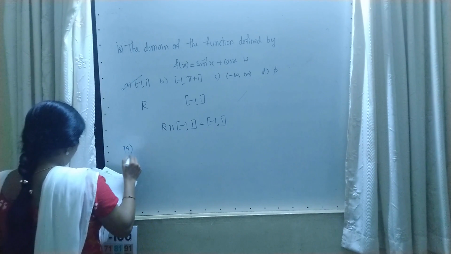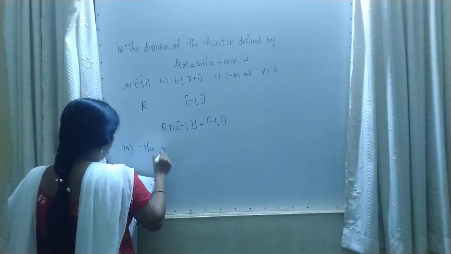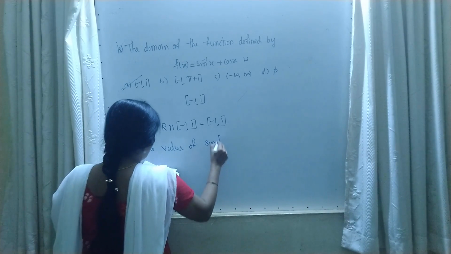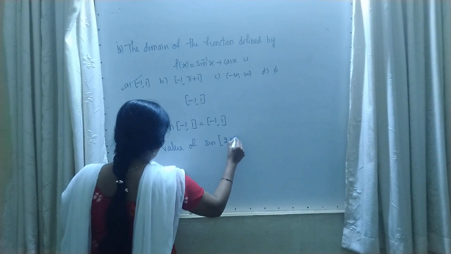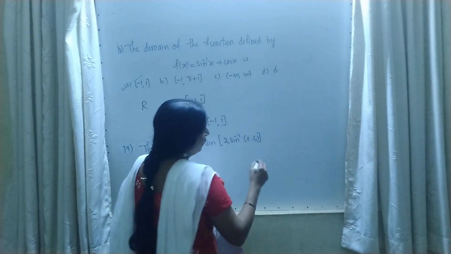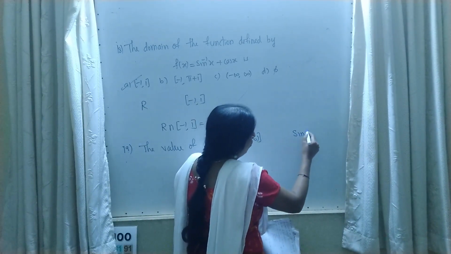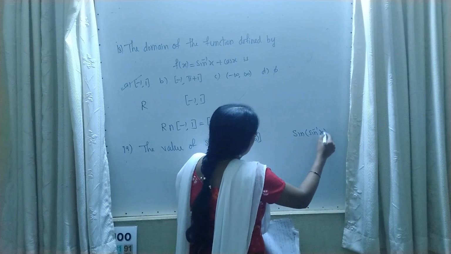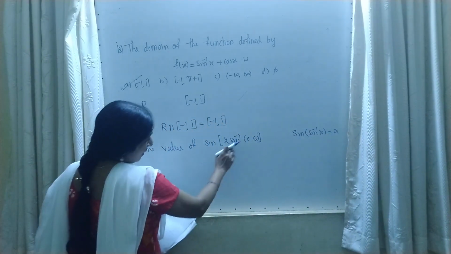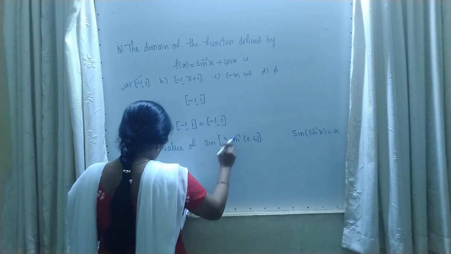Next, 19. The value of sin in the bracket 2 into sin inverse of 0.6 is, here also we have one result, sin of sin inverse x is equal to x if x is lying between minus 1 to plus 1. It is similar, but this 2 is extra. First simplify that.